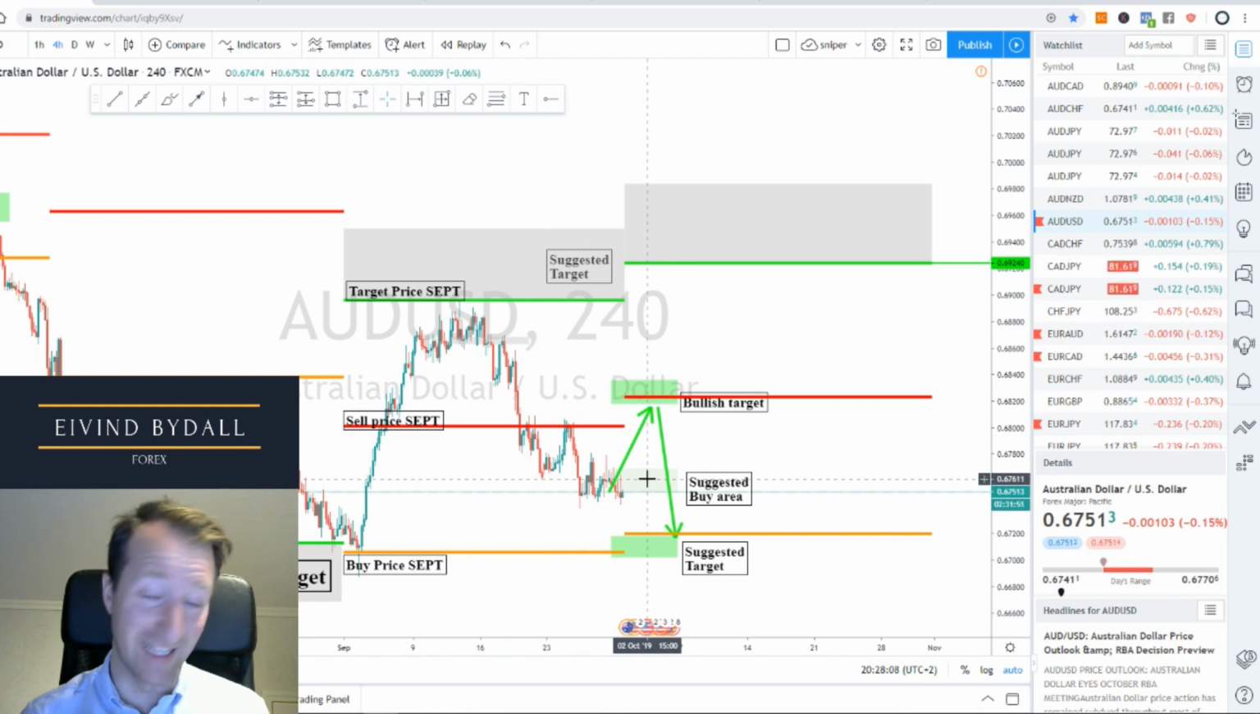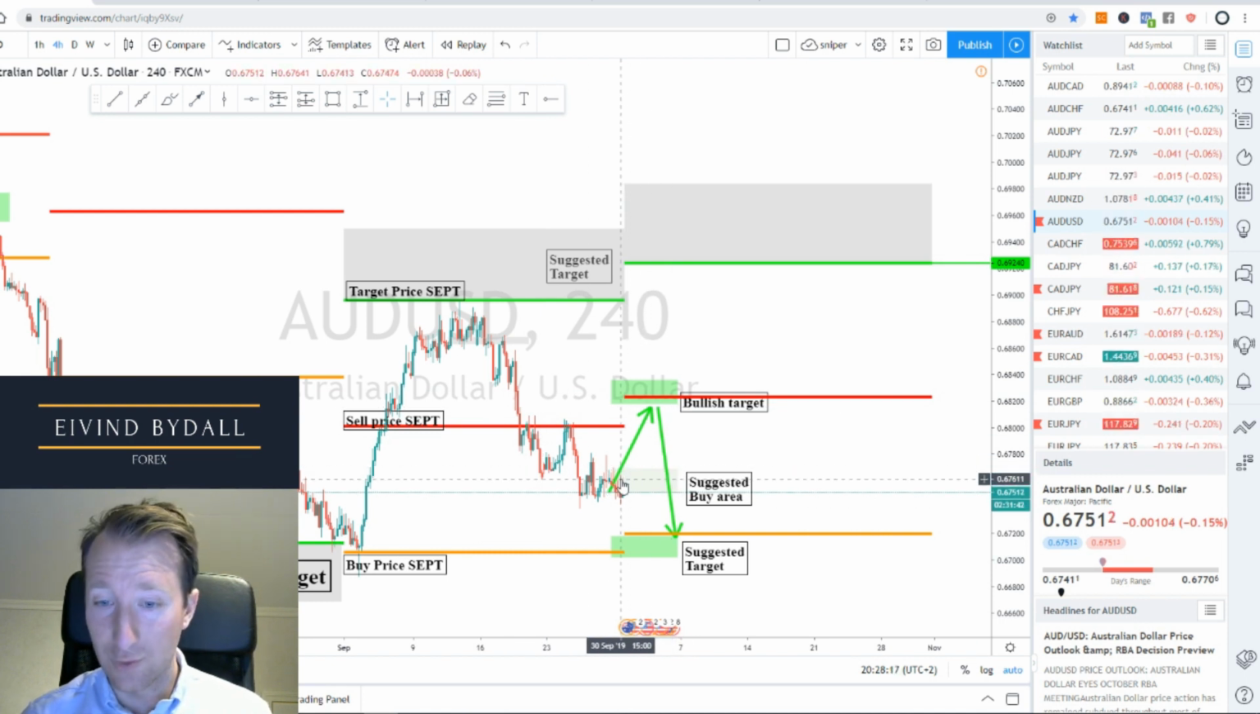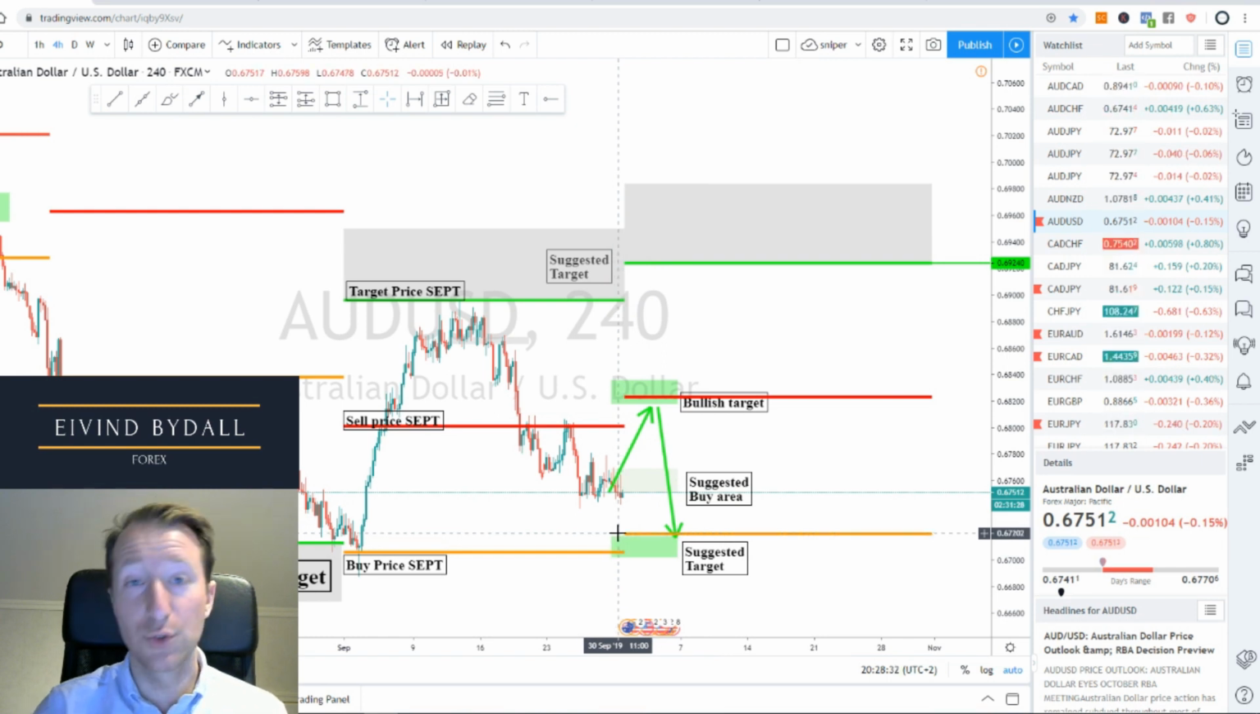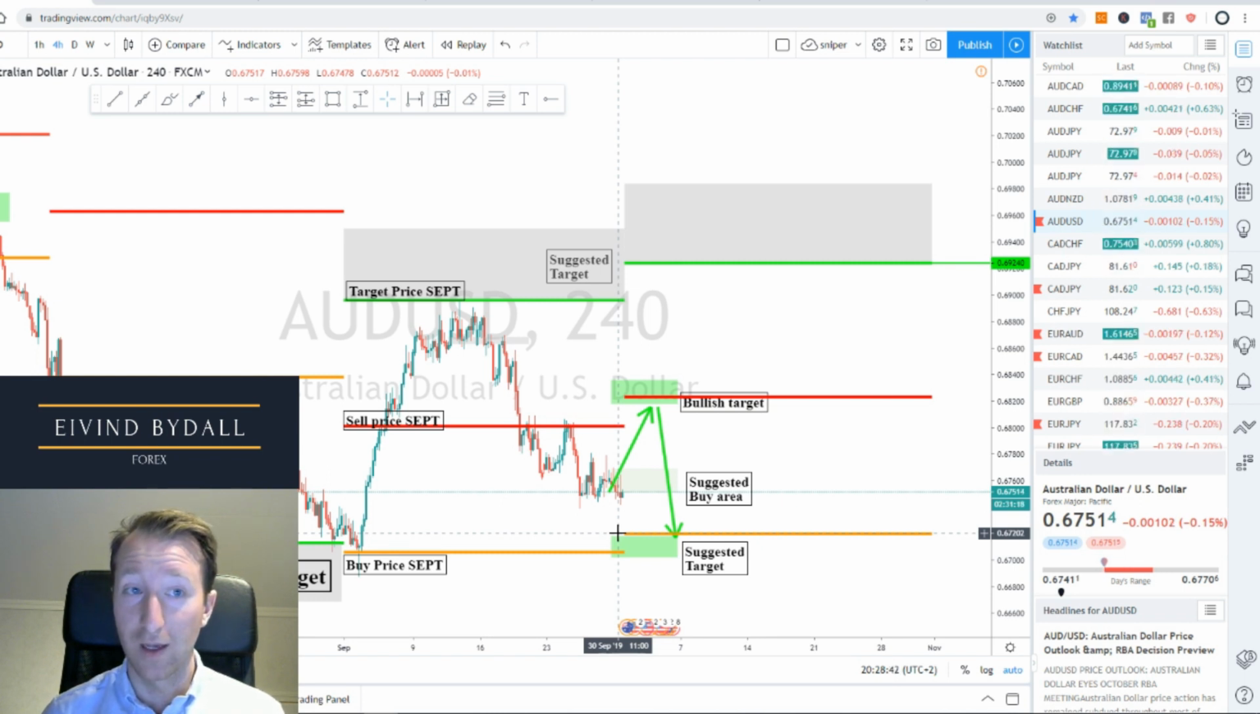As you can see here, the weekly trade plans, that is to buy here and take profit here. And if it ever comes down here, this is the weekly selling target. Now, tomorrow, there will be an interest rate decision in Australia. So this will clearly affect Aussie USD. There is an expected rate cut of 25 basis points. So will this fall? That is most likely.